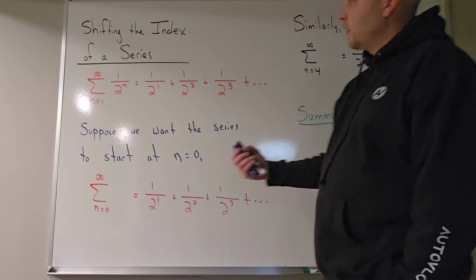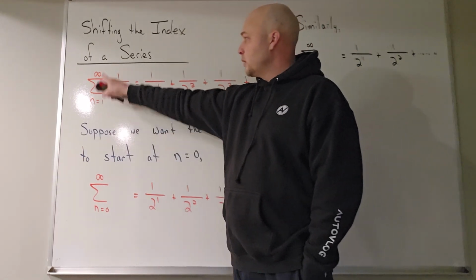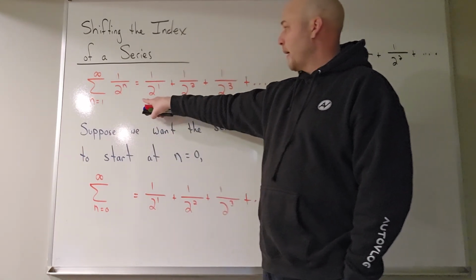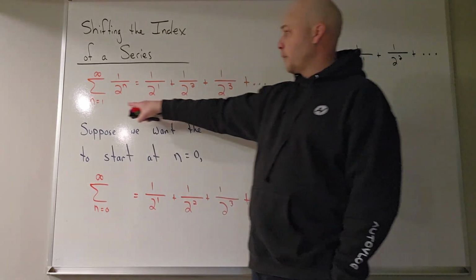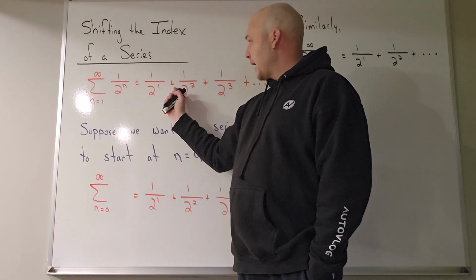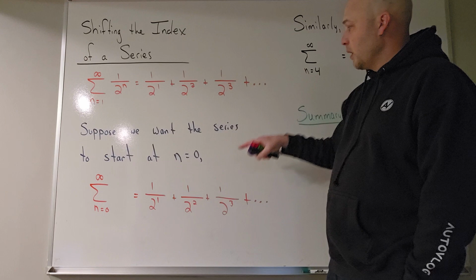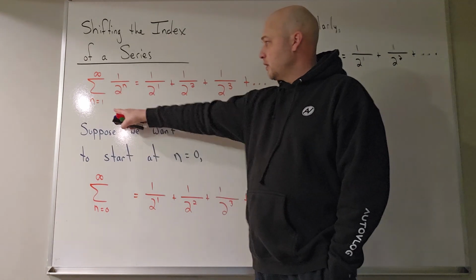The technique consists of the following. Suppose I have an infinite series of this form, the sum n equals 1 to infinity of an expression. As a reminder, written out, it's these terms right here where I plug in 1, evaluate, add, plug in 2, evaluate, and so on and so forth. But suppose for whatever reason I wanted the series to start at 0.